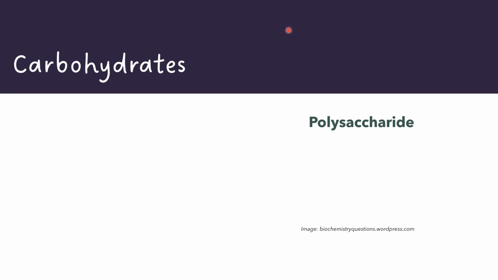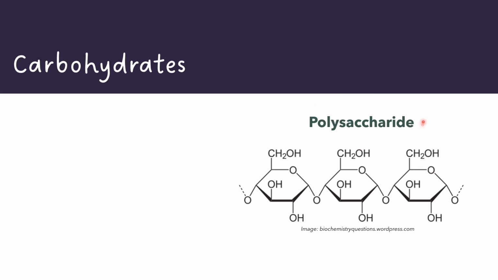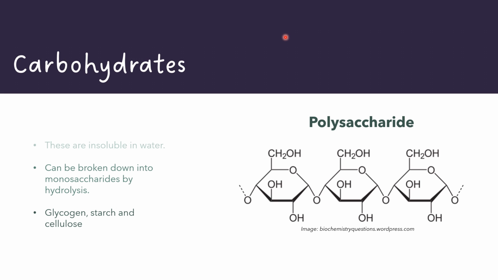When you join three or more monomers together, it becomes a polysaccharide. This is where you join it by a glycosidic bond using a condensation reaction. Using a condensation reaction makes this insoluble in water. This can then be broken down into monosaccharides by hydrolysis. This is where you add water molecules for the ones that have been lost. The types of polysaccharides are glycogen, starch, and cellulose.